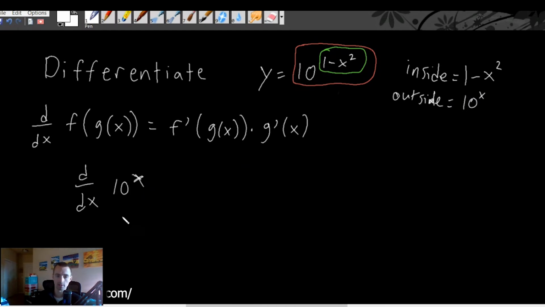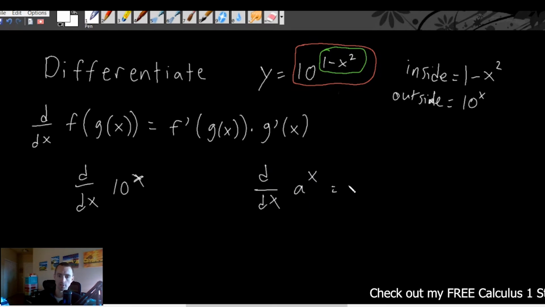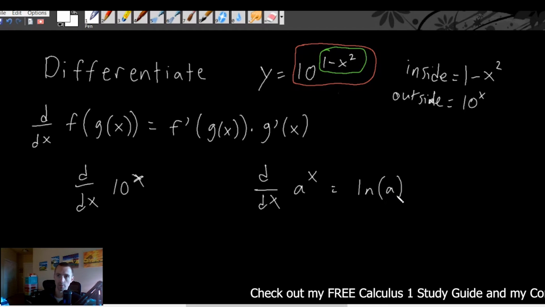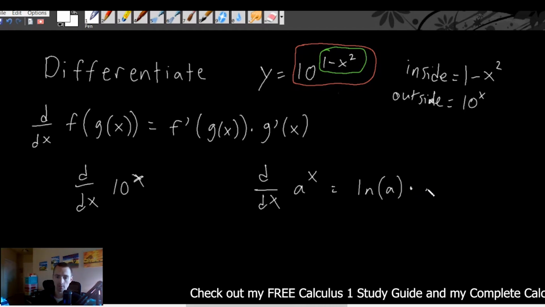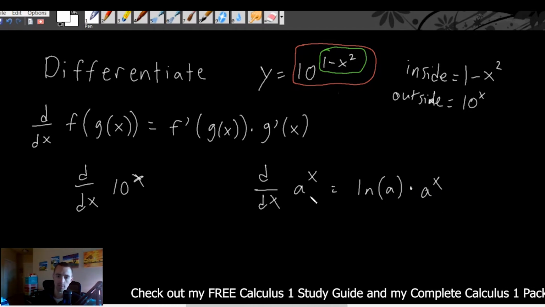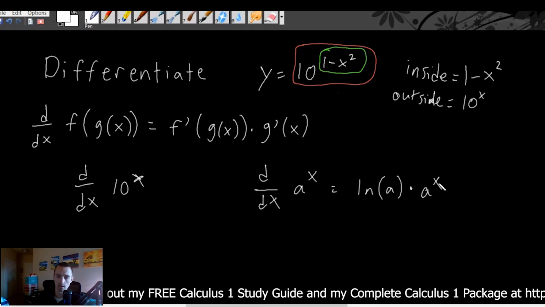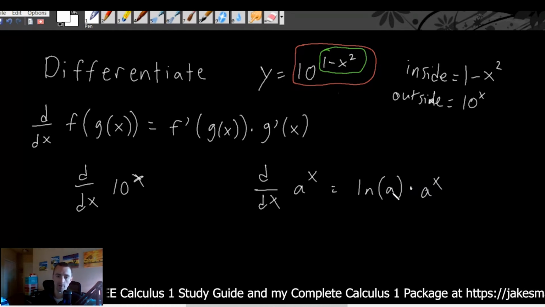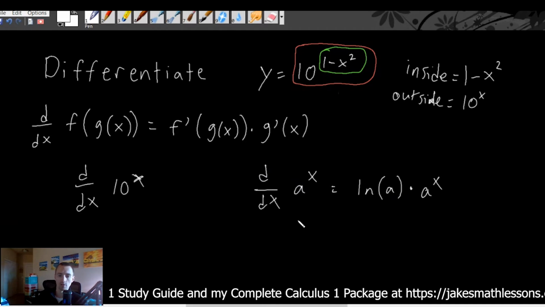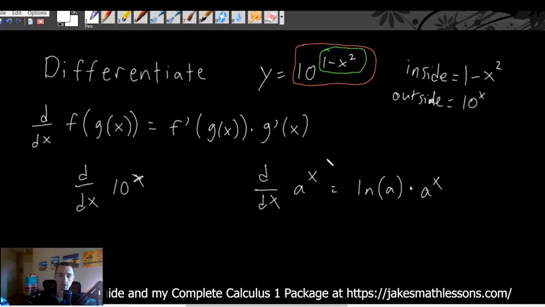Well, 10 to the x is a version of a very specific type of derivative. If we have the derivative of some constant raised to our x power, this is just going to be the natural log of that constant base times that base to the x power. So basically, it's this same thing, a to the x, and then we just multiply it by natural log of a.